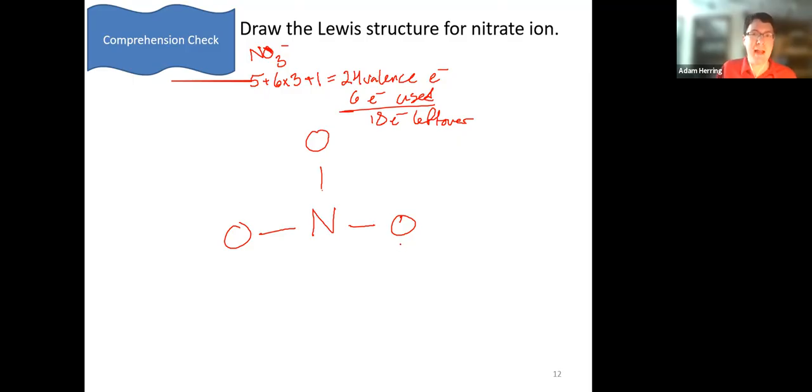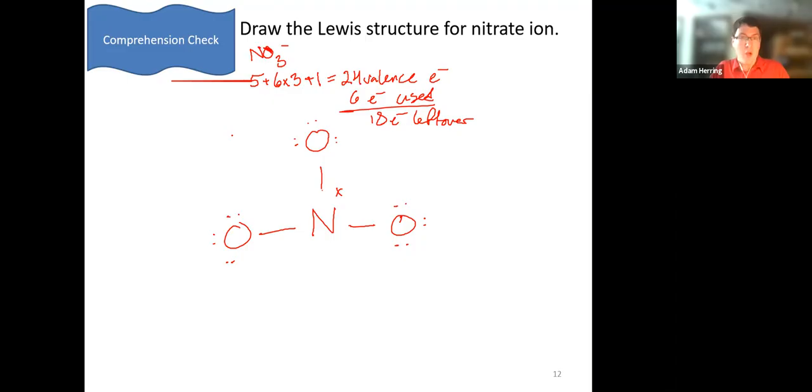Start with the exterior atoms. 2, 4, 6, 8, 10, 12, 14, 16, 18. Okay, we've used up all the electrons. The oxygens, note, each have 8 electrons, so they're satisfied, but the nitrogen is not satisfied. So in order to satisfy the nitrogen, we need to make a double bond. The reason is because we need it to have 2 more electrons, and we don't have any left to give it, so we have to share.